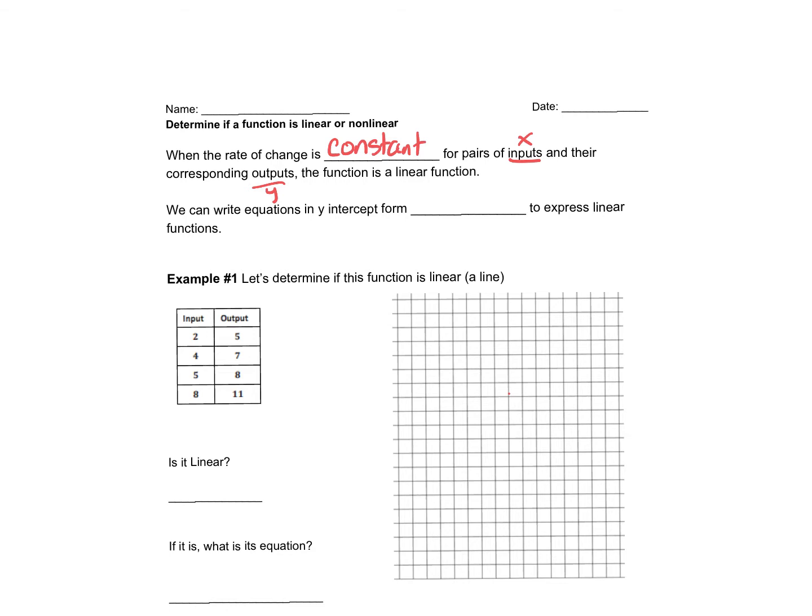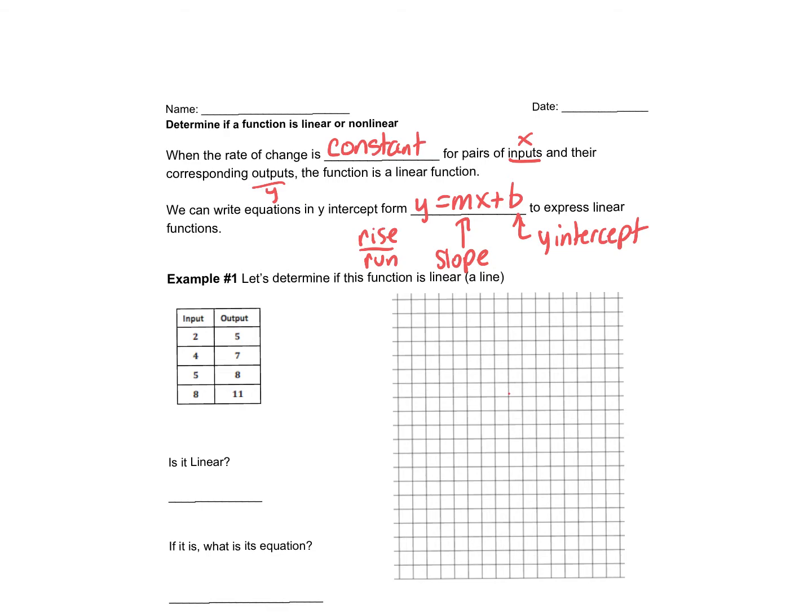We know that every linear function is in the form y equals mx plus b, or it can be in that form. So we're used to finding that slope and that y-intercept. Remember, the y-intercept is where it crosses the y-axis, and the slope is the rise over the run.